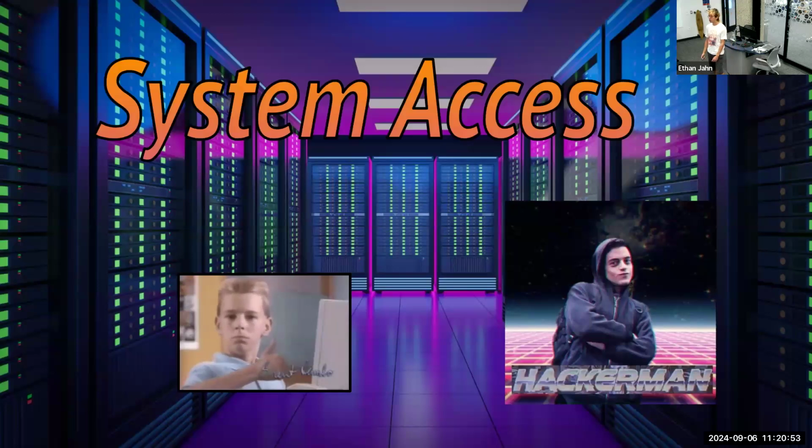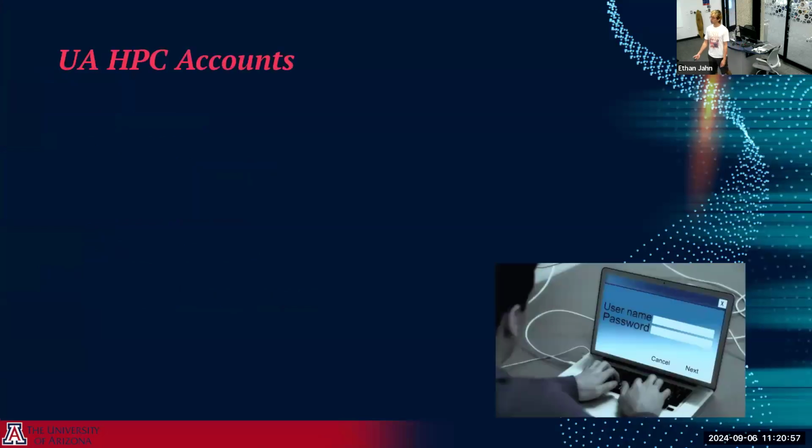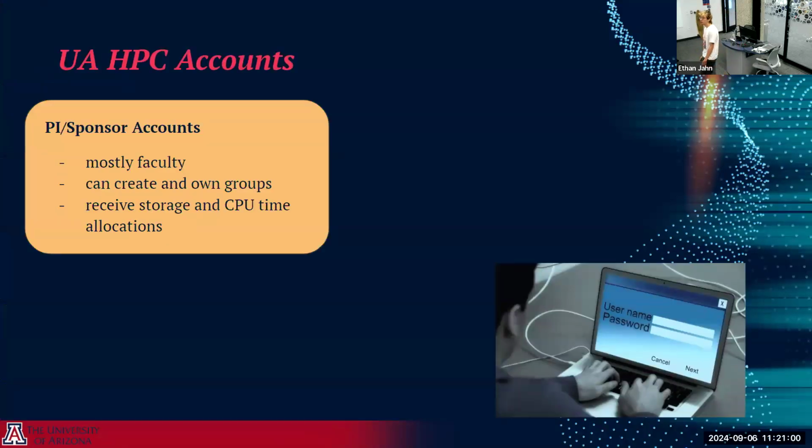Okay, let's move on to system access. How do we access the HPC? Let's talk about HPC accounts. In order to create an account, you'll need to log on to the portal, and depending on the type of account you're creating, you might need to do a few different things. The first type of account is a PI or a sponsor account. This applies to mostly faculty. These accounts allow you to create and own groups, and they receive the storage and CPU time allocations. We'll talk more about those later on.